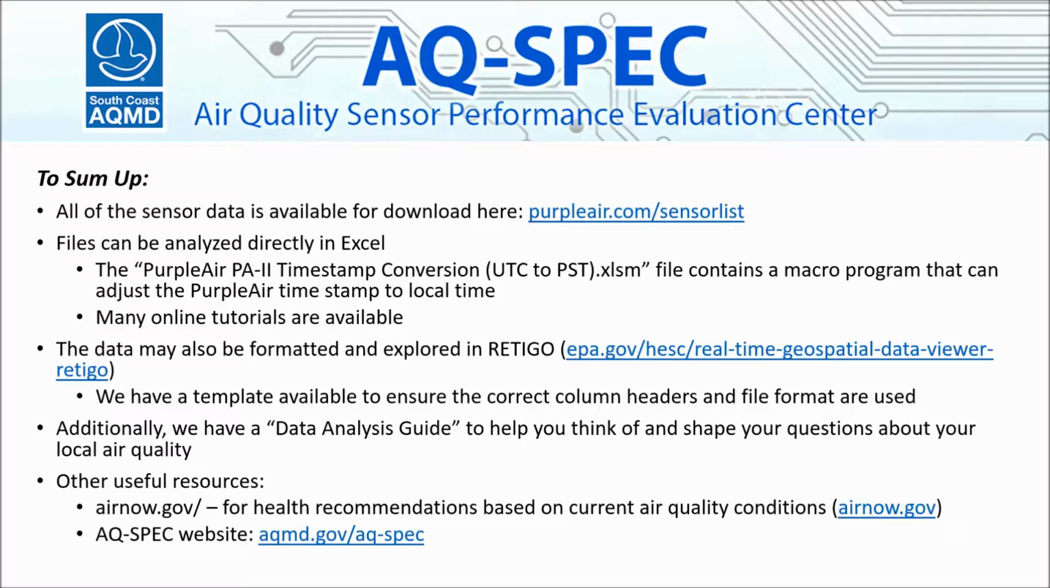So to sum up, there's a list of resources here. So all of the data is available for downloading at that website, the Purple Air Sensor List site. We also have our macro tool that can help you get the timestamp into a more usable local timestamp. And then we have instructions to get your data into Redigo, step-by-step instructions. And we also have a data analysis guide to help you think of and shape your questions as you consider how to explore your local air quality and what you're learning through your sensor.